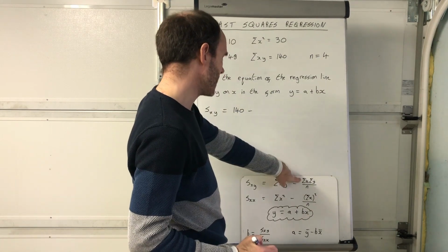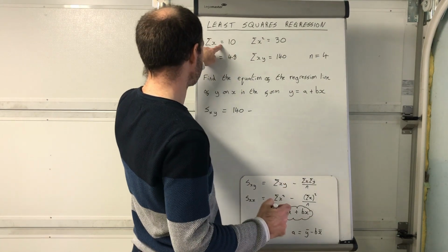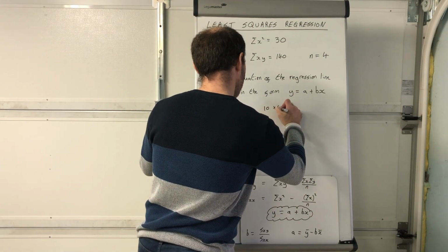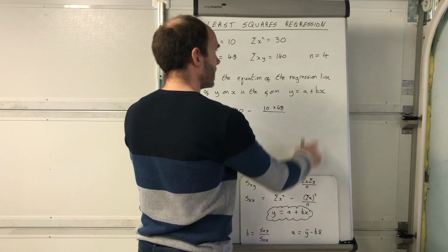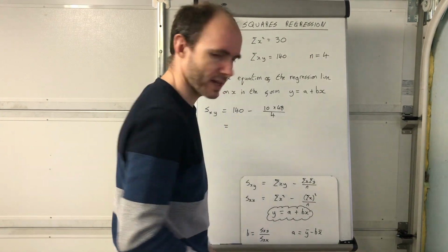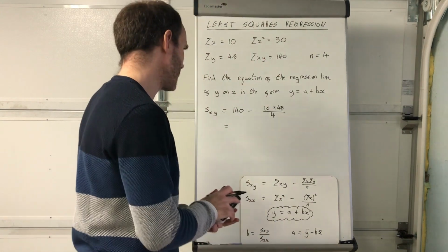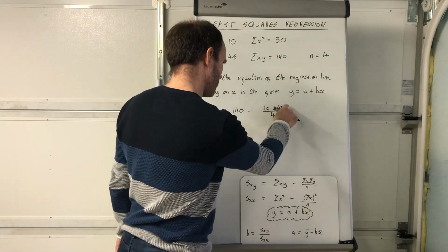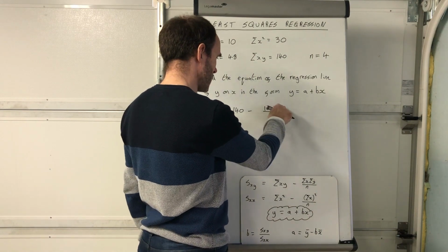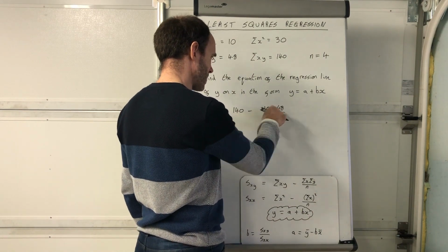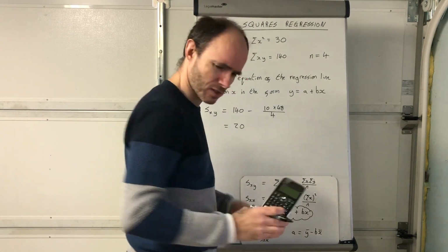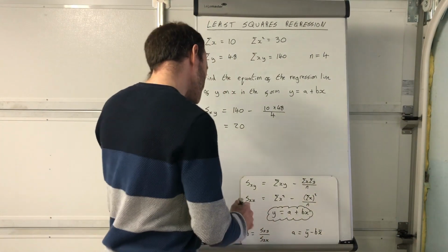Subtract sigma x, sigma y, so 10 times 48, all divided by n, and we're given it here, n equals 4. And we're going to work out what that is. So here I'm going to get my calculator, actually. 48 divided by 4 is 12, isn't it? And 10 times 12 is 120. 140 subtract 120. Didn't need a calculator on that occasion. That's 20.